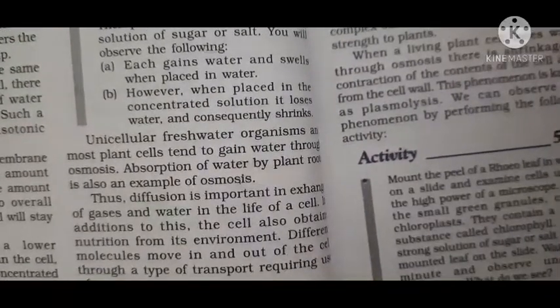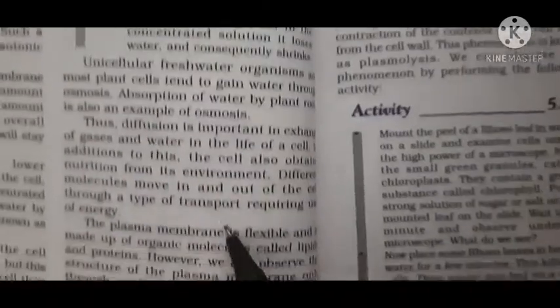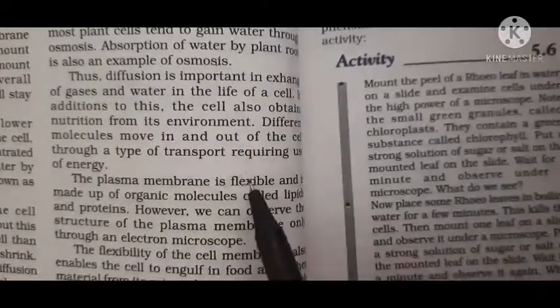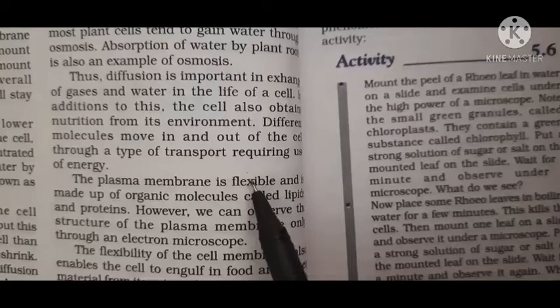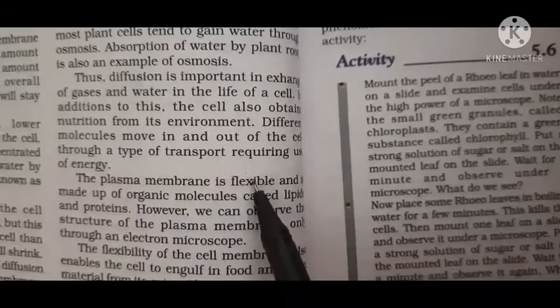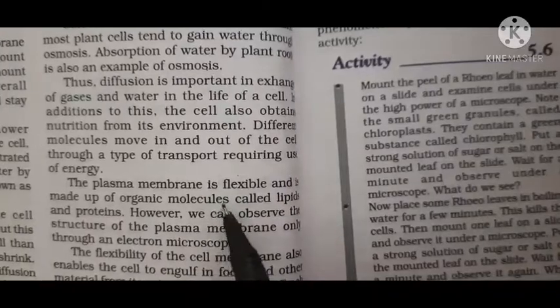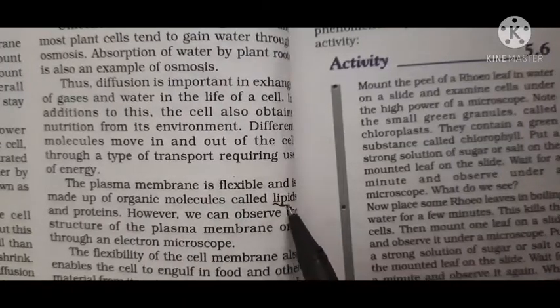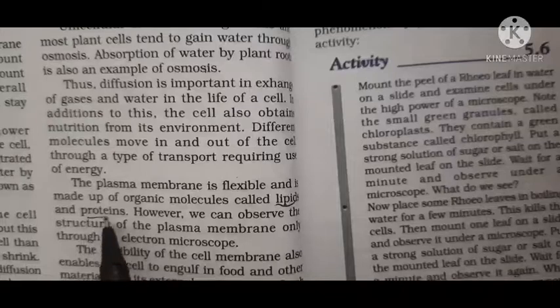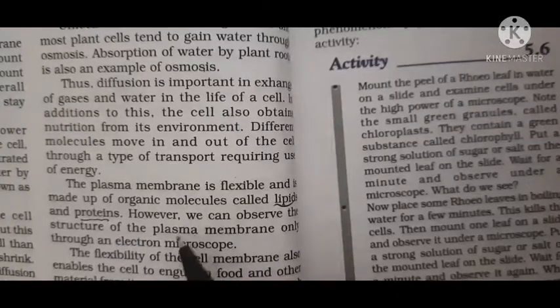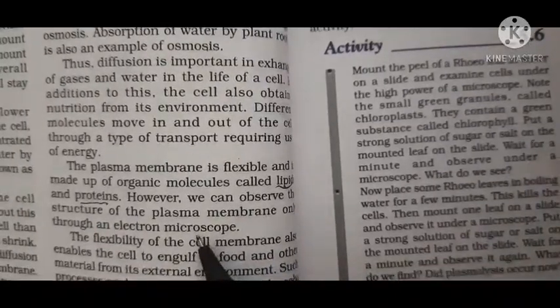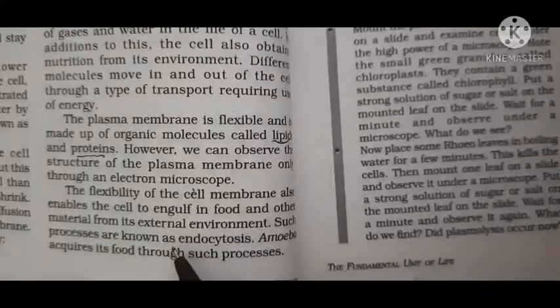Now students, the plasma membrane is flexible. I hope you all know the meaning of flexible. It can be bent, it can be moved. It is not rigid, it is not hard. It is made up of organic molecules. Plasma membrane is made up of lipids and proteins. Lipid is a fat, but its structure you can see only under an electron microscope. Now it is highly flexible.